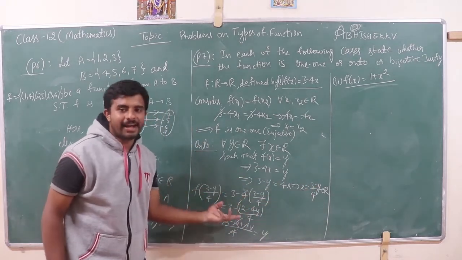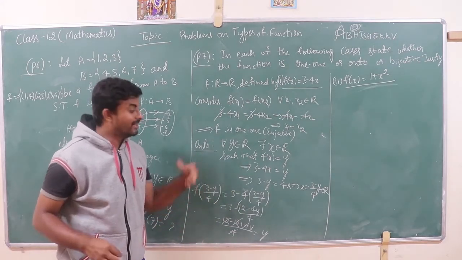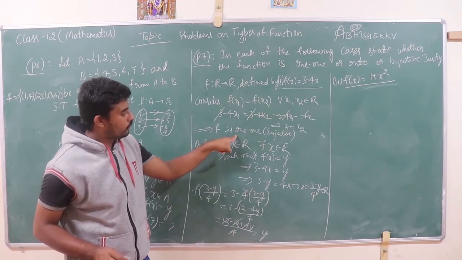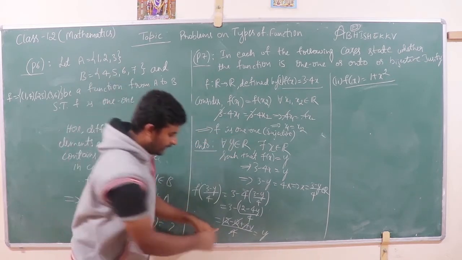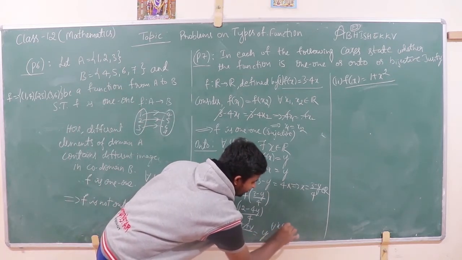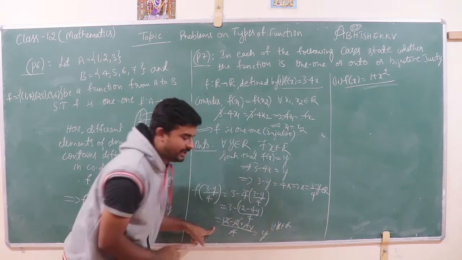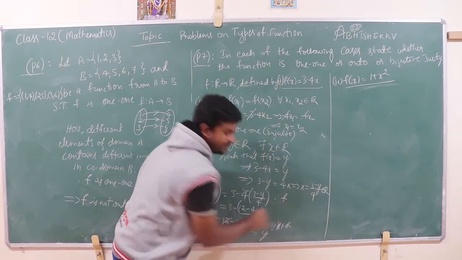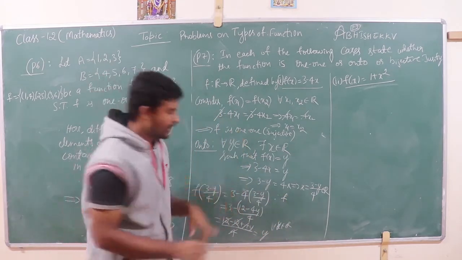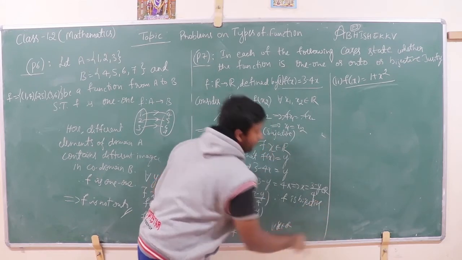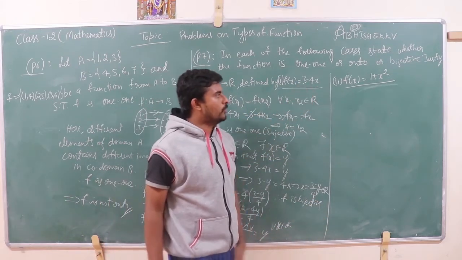This is another method to prove the given function is onto. Here f is one-one and f is onto, for all x belonging to the set of real numbers and for all y belonging to the set of real numbers. Since f is both one-one and onto, therefore f is bijective. Yes. Next we move on to this problem.